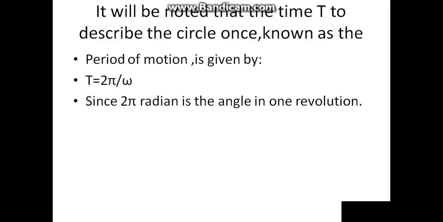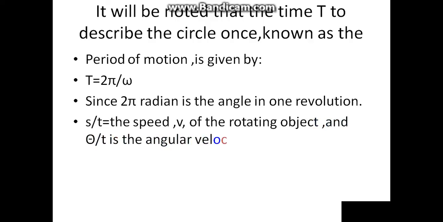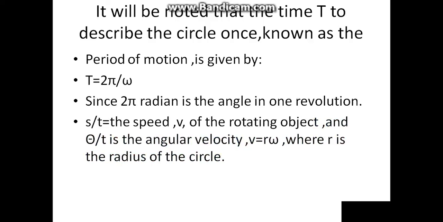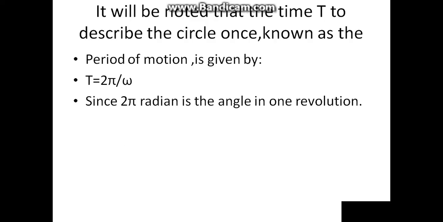Since 2 pi radians is the angle in one revolution, distance s over t is the speed V of the rotating object and theta over t is the angular velocity. V is equal to r times phi, where r is the radius of the circle.